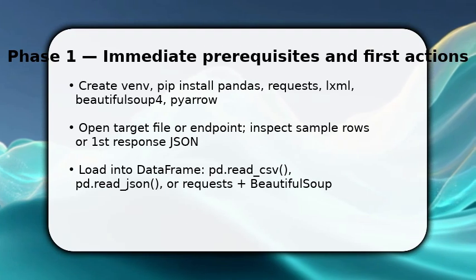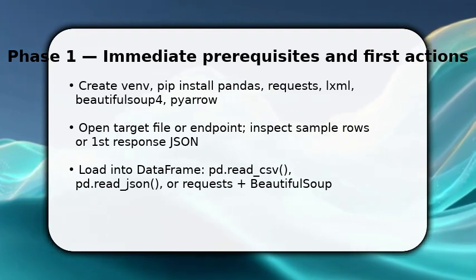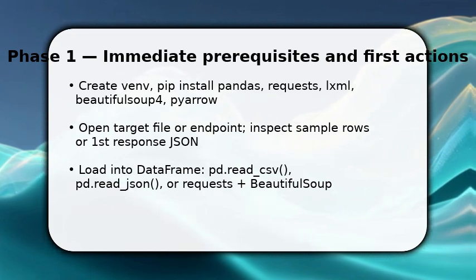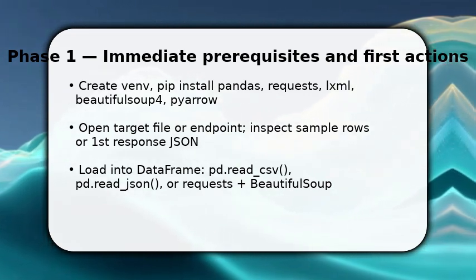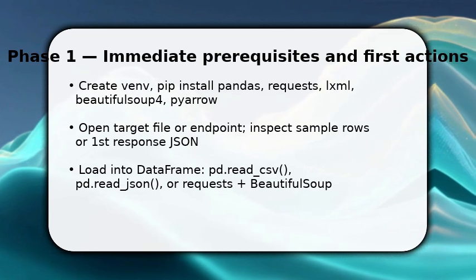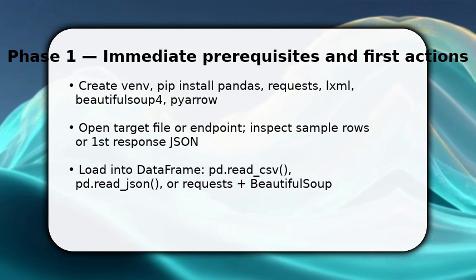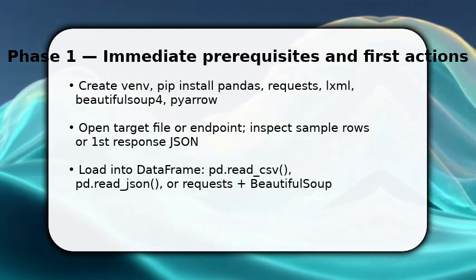You will prepare a reproducible environment and immediately load sample data. Create a virtualenv, pip install pandas and requests, then run a quick pd.read_csv with nrows=5, or requests.get(url).json() to confirm the schema.